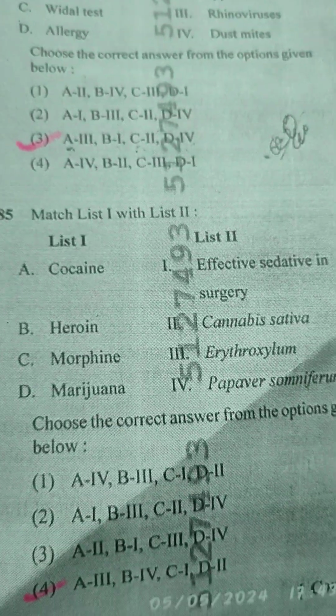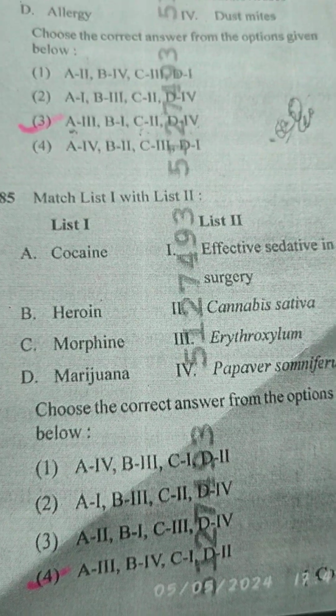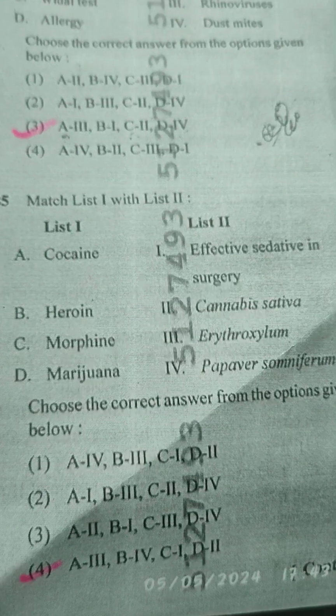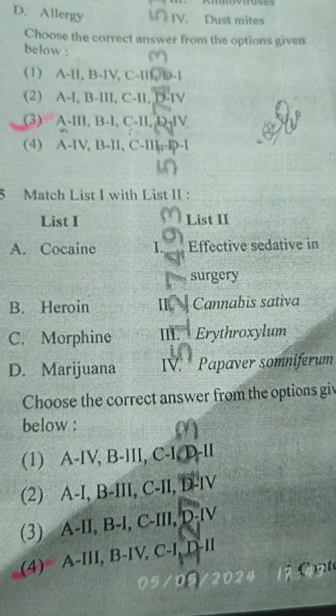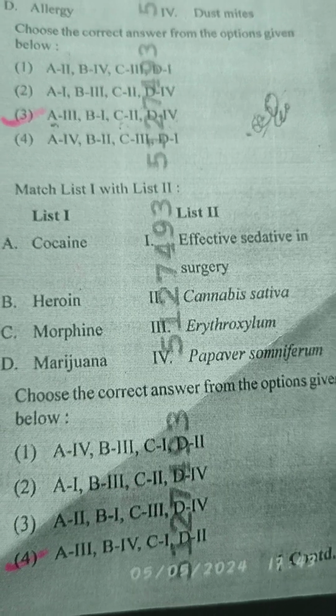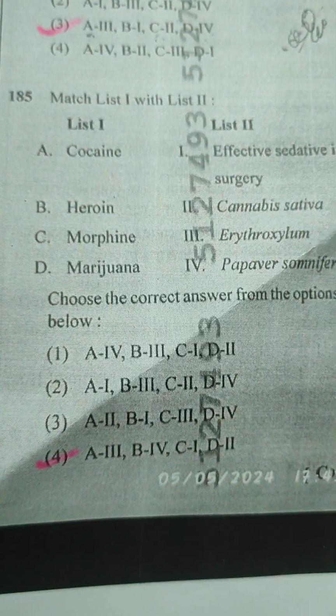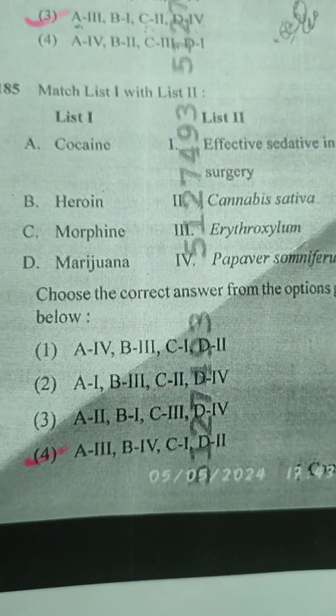185 question. List 1: A. Cocaine, B. Heroin, C. Morphine, D. Marijuana. List 2: 1. Effective sedative in surgery, 2. Cannabis sativa, 3. Erythroxylum coca, and 4. Papaver somniferum. Correct answer is 4: A3, B4, C1, D2.